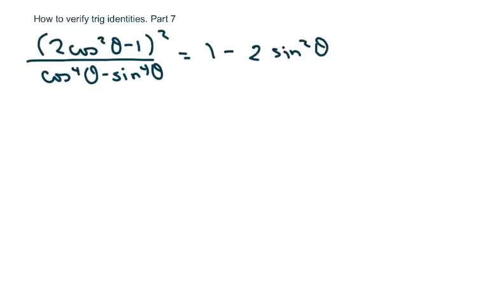Hi everyone, we're going to do another hard trig identity. And basically what I'm going to do here is factor all this out. This is the difference of squares here, and this is just a perfect square trinomial. So I'm going to write this out as here. I have to force it to look like this.